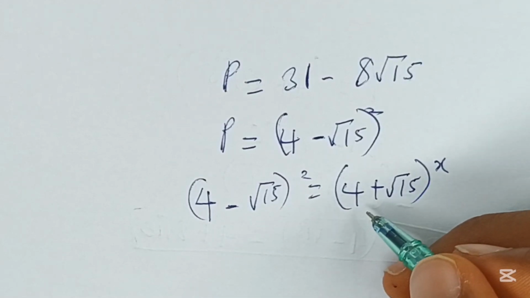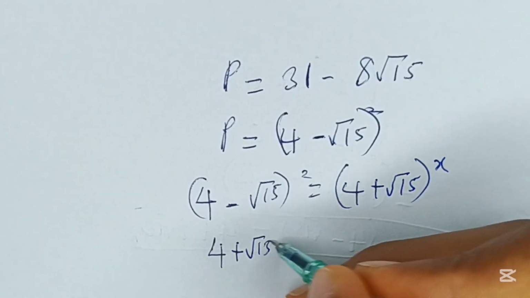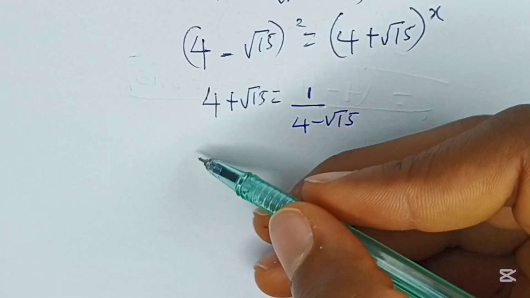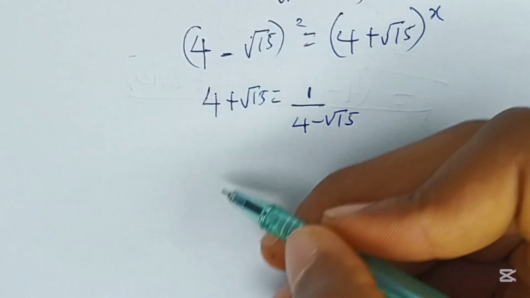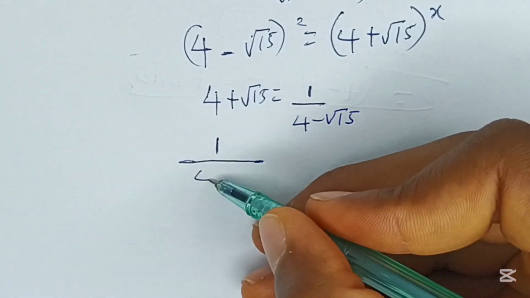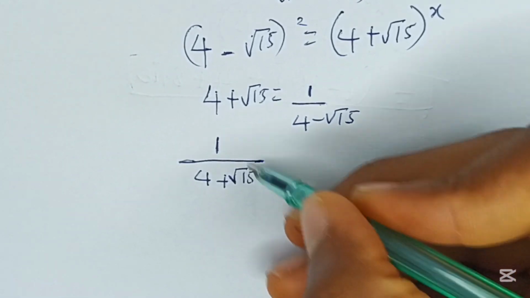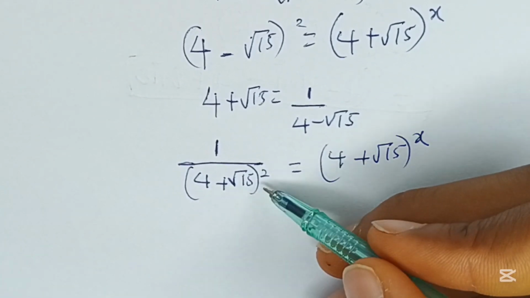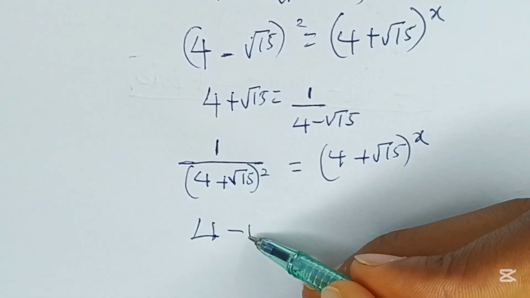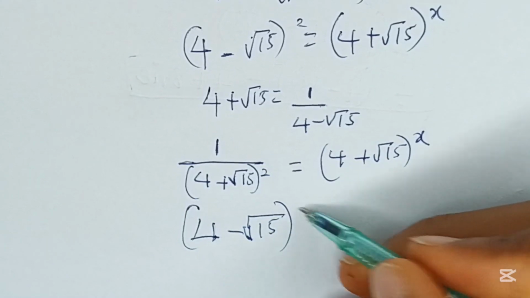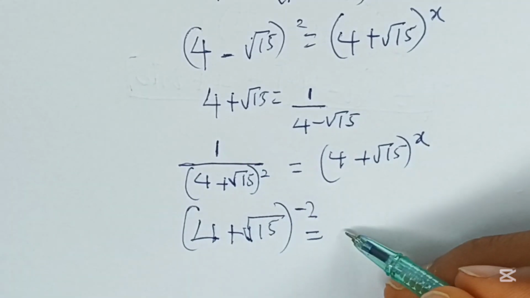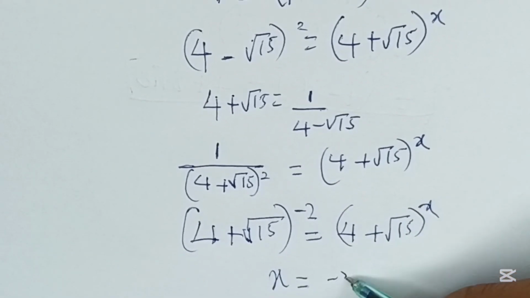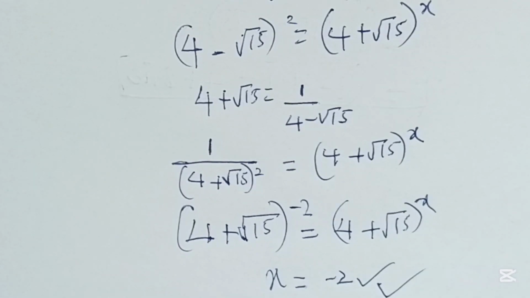But recall that in the beginning we stated that 4 plus root 15 is equal to 1 divided by 4 minus root 15. Now applying this law here, this will become equal to 1 divided by (4 + root 15) all squared, which is equal to (4 + root 15) all raised to the power of x. You can invert this to have (4 + root 15) all to the power of negative 2 is equal to (4 + root 15) all raised to the power of x. Hence, our x is equal to minus 2. And this becomes the answer to this question.